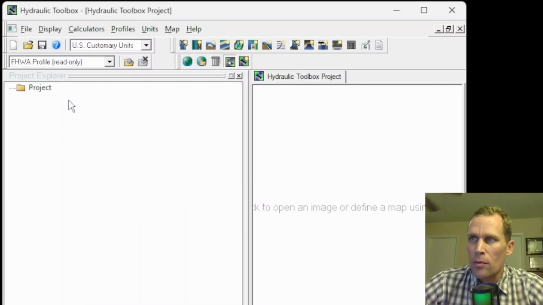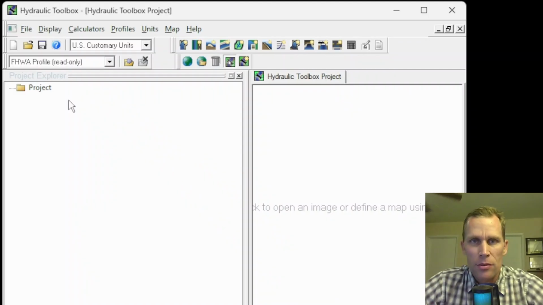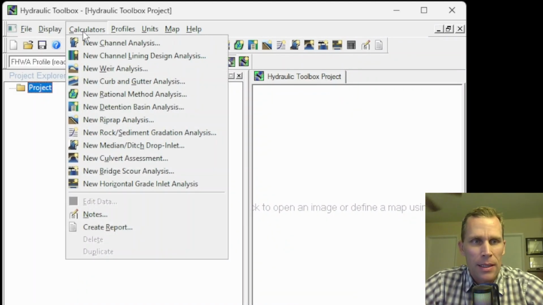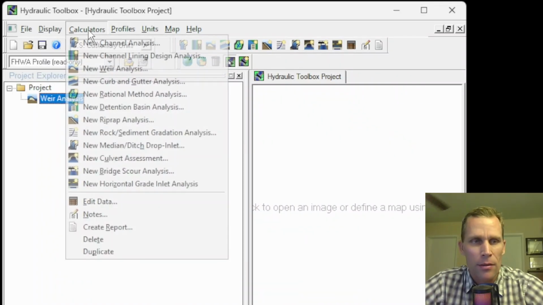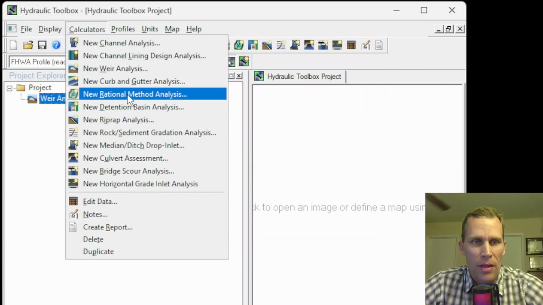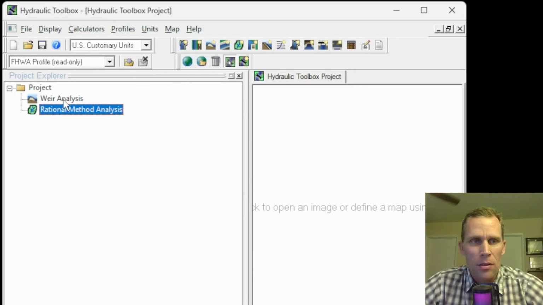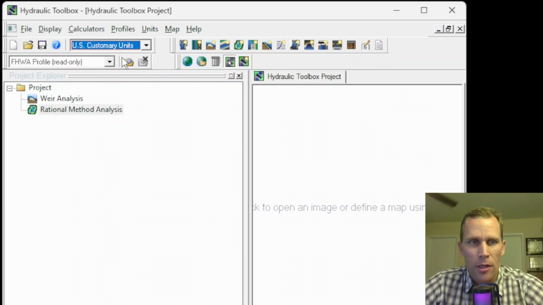To solve this problem, we're going to utilize two different calculators. With our project selected, click on calculators, and the first one is going to be new Weir analysis, the Weir calculator, as well as the rational method calculator. To get started, make sure you have US customary units selected if you're following along.